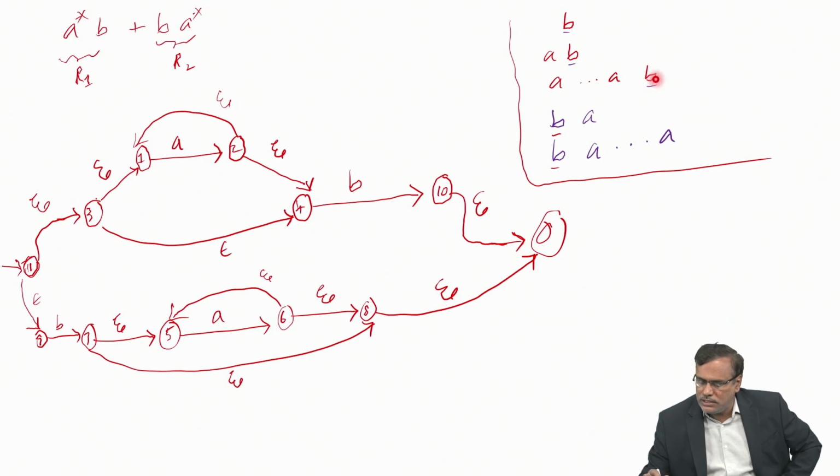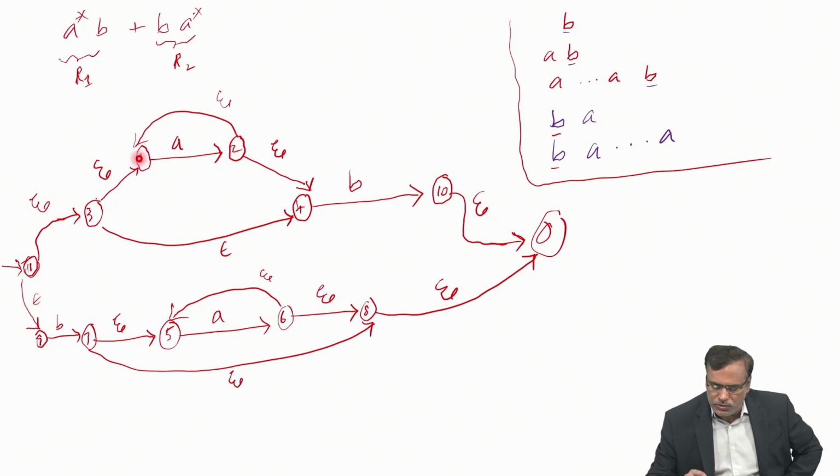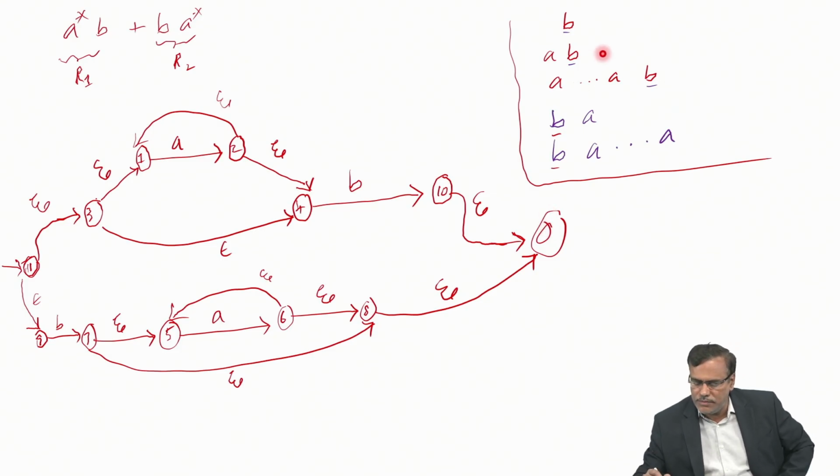Let me show you how two a's followed by a single b is processed. This way it gets processed: first a, then for the second a it goes like this, and then this is the path that is followed. This is how aab is processed.